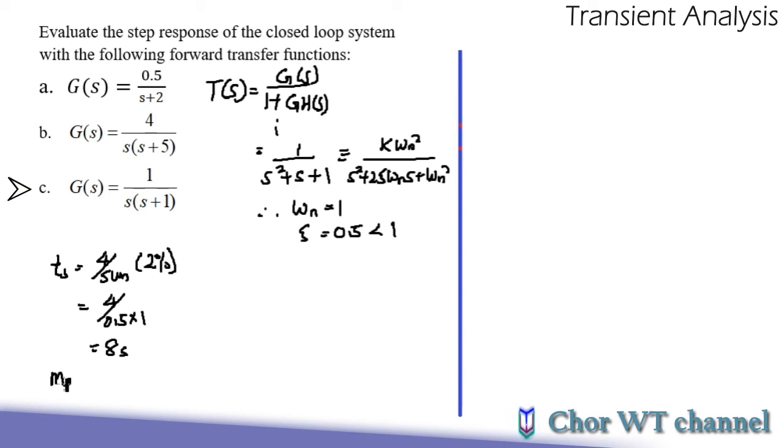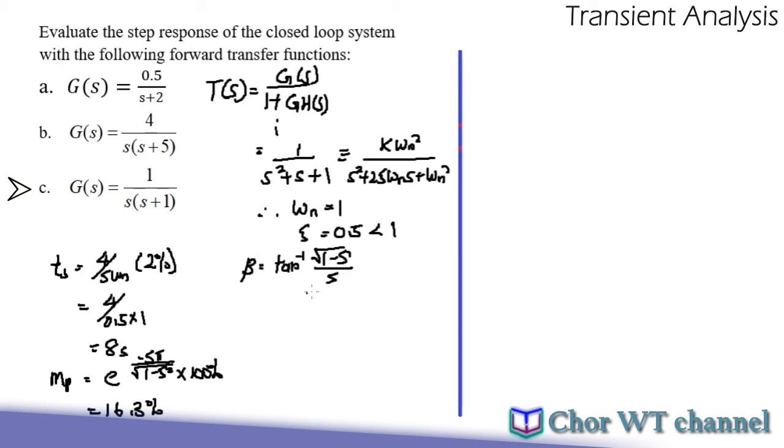Maximum overshoot will be exponential of negative zeta pi divided by square root of 1 minus zeta squared, multiplied by 100%, and we have 16.3%. As for the rise time, we have to calculate the beta value and omega d. Beta will be inverse tangent of square root of 1 minus zeta squared divided by zeta, so we will get approximately 1.047, and omega d will be equal to omega n times square root of 1 minus zeta squared. We have 0.866.